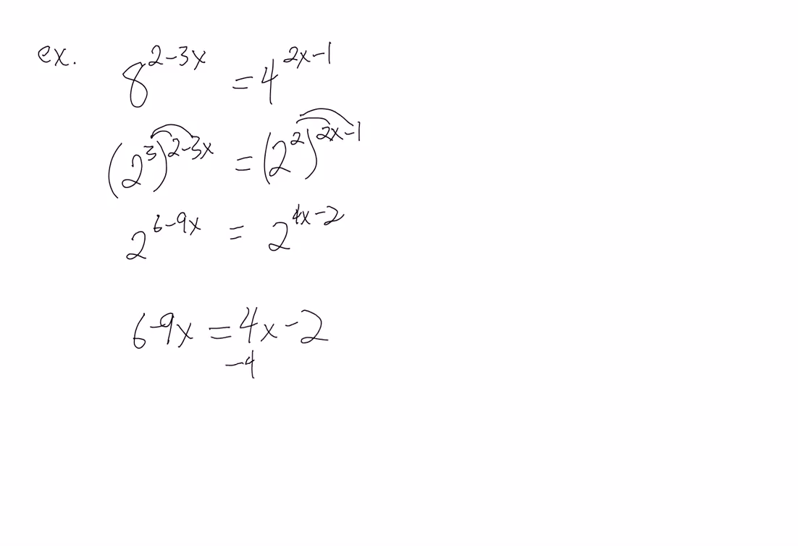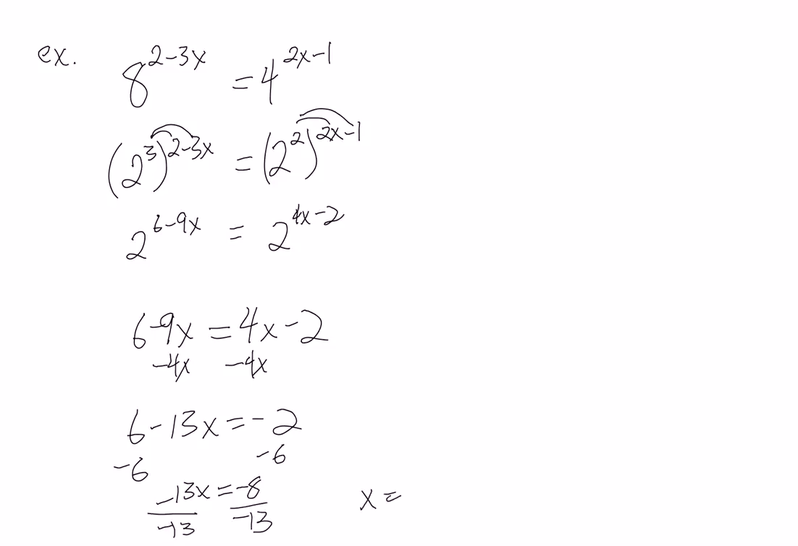Let's bring the 4x to the other side. That'll give us 6 minus 13x equals negative 2. Let's bring the 6 to the other side. So we have minus 13x equals negative 8. And our last step, divide by negative 13. And we're done. It doesn't matter how complicated the question is. The idea is always try to make your bases the same and then solve from there.